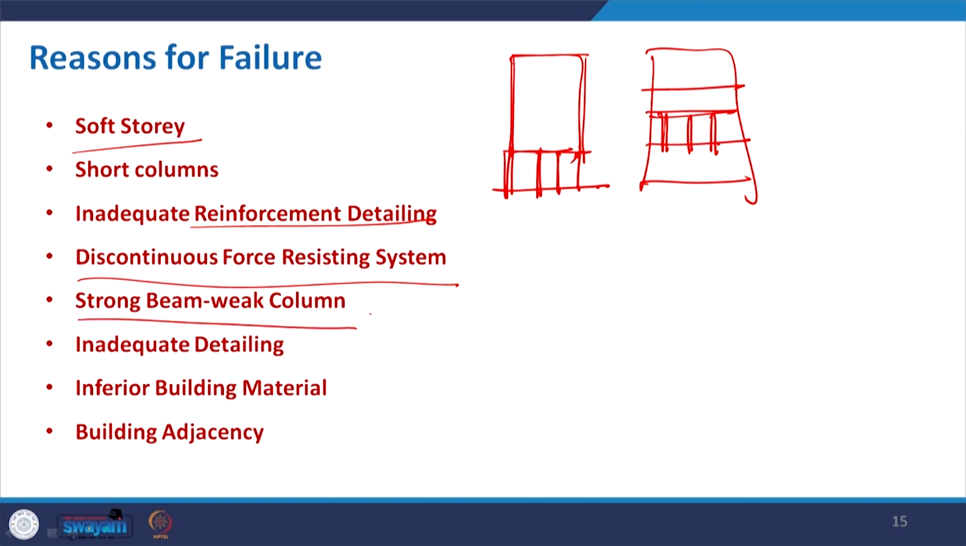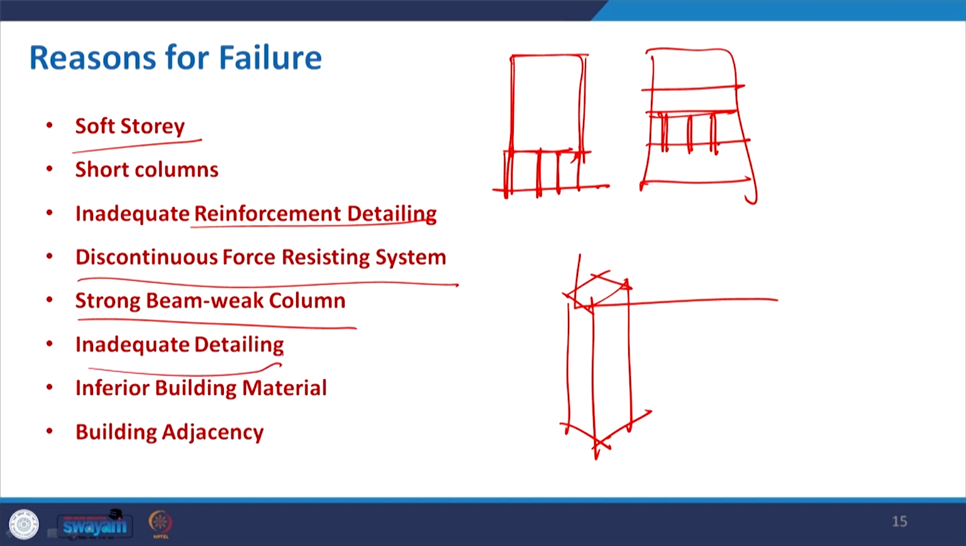Strong beam, weak column. Many times we do not go with the strong column, and we just increase the beam depth. In an earthquake resistant structure, it basically says strong column and weak beam. So, here is the reason where a strong beam and weak column combination may not perform very well during the earthquake. Inadequate detailing, again it is related to the reinforcement and other connections to different parts of the structure.